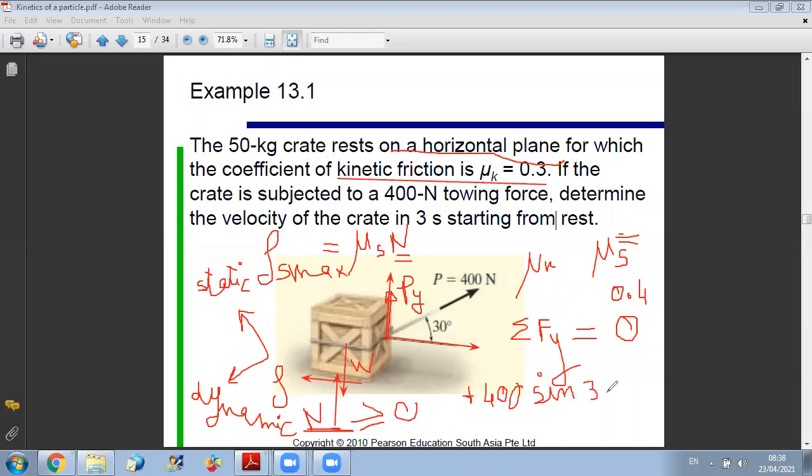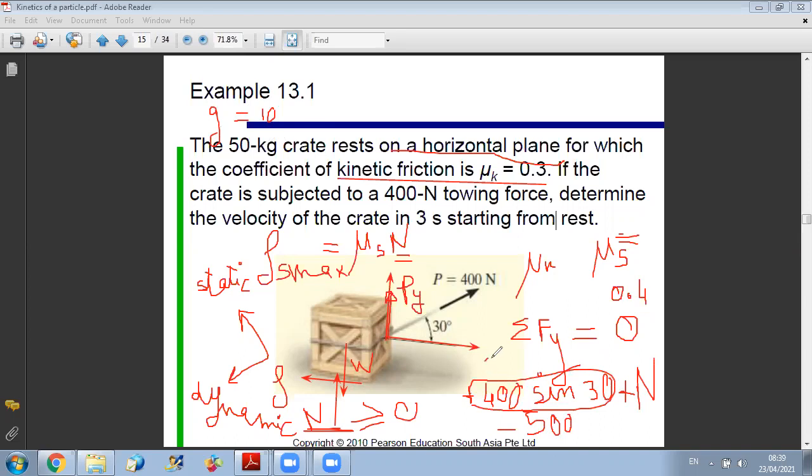I also have the normal reaction plus N and minus W. The weight here is 500. If you want, I will take g equal to 10 to simplify calculation. So the weight is 500, so minus 500. And you know that sine 30 is 0.5, so this will give me 200.